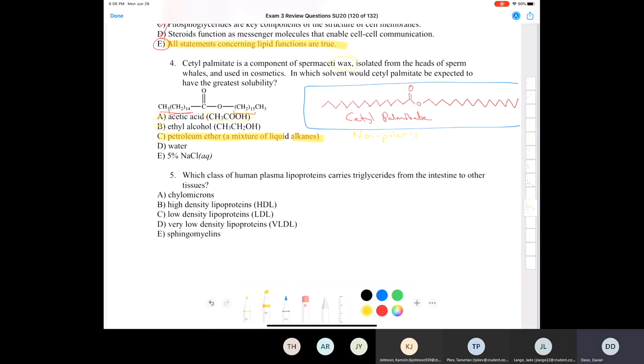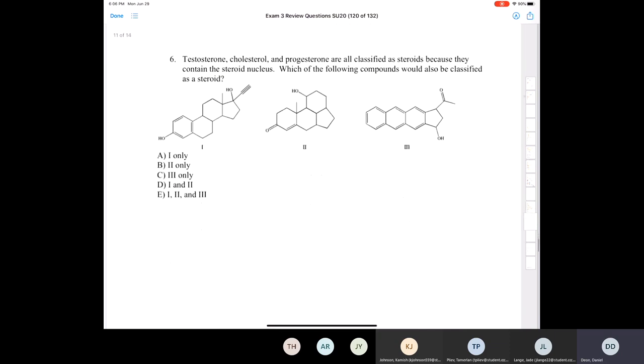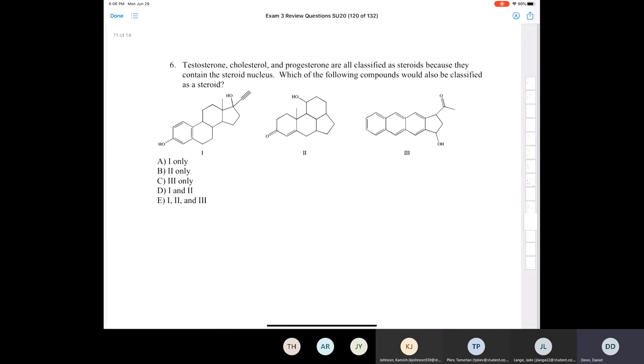All right. Number five says, which class of human plasma lipoproteins carries triglycerides after you eat a fatty meal, taking triglycerides from the intestine to other tissue? This is one that would involve a little bit of memorization. So I'm just going to move on and tell you that the answer is the chylomicron. It's the least dense of all the plasma lipoproteins, and it is involved in carrying triglycerides from the intestines to other tissues.